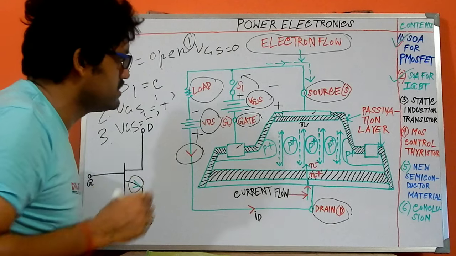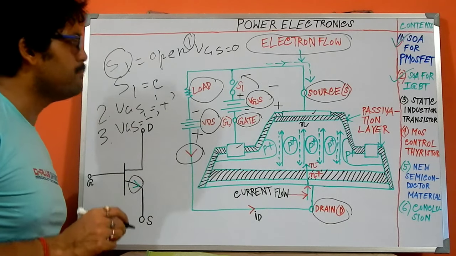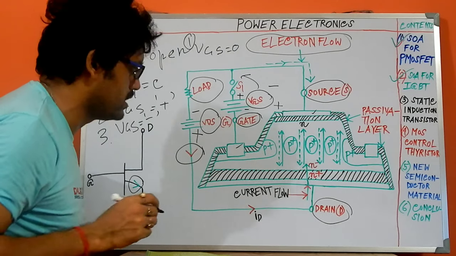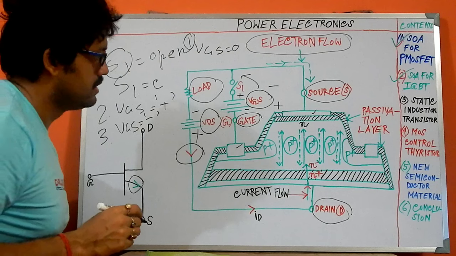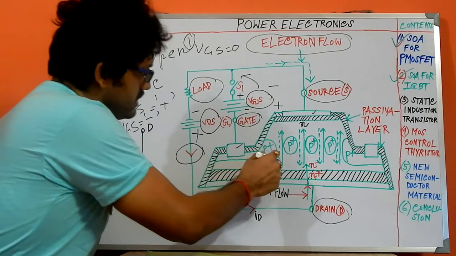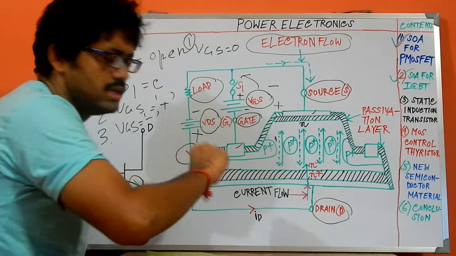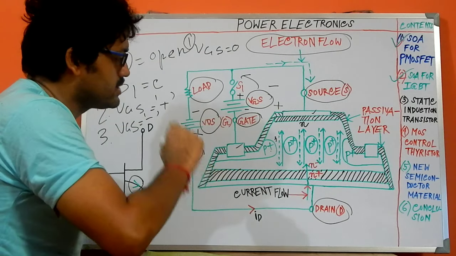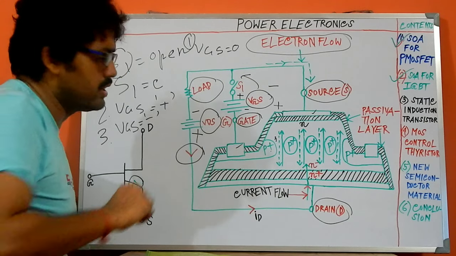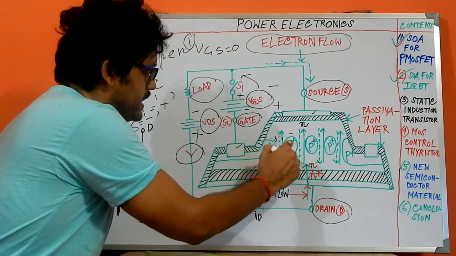What is the operating region of this? Or what is the importance of connecting the VGS in the reverse direction? What is the significance of that? If we connect the VGS, then the P plus N minus, so this is the N region, the P plus N minus actually forms a depletion layer. Okay, so an additional depletion layer is formed over here.